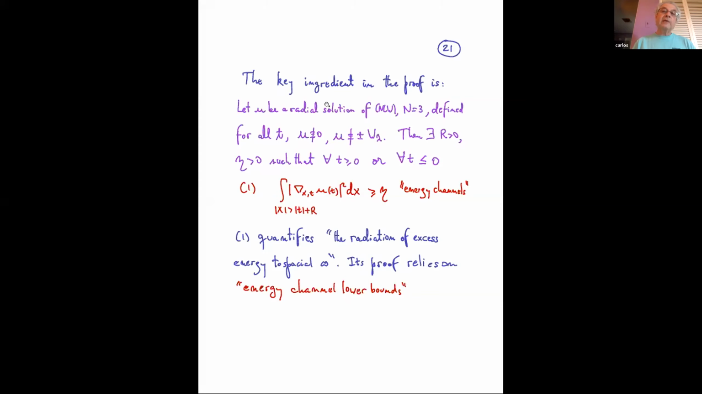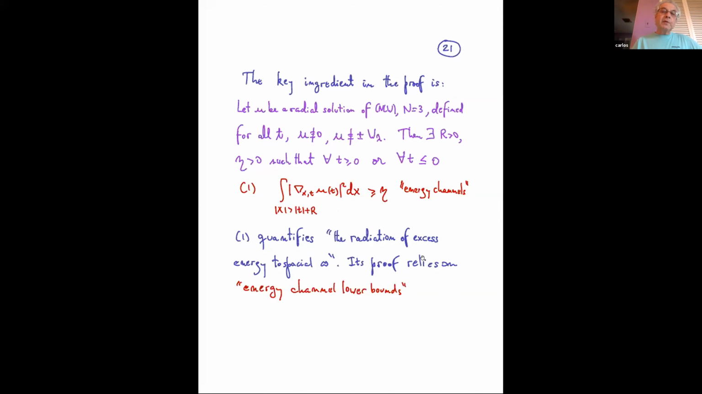So as long as you're not the soliton, you have an energy channel either for positive time or negative time according to the ingoing or outgoing character of the wave. And of course, for the solitons, you don't have this. And this can be seen as a mathematical quantification of the radiation of excess energy to spatial infinity. So at spatial infinity, once you take away the solitons, there's always some energy, and there's this radiation.